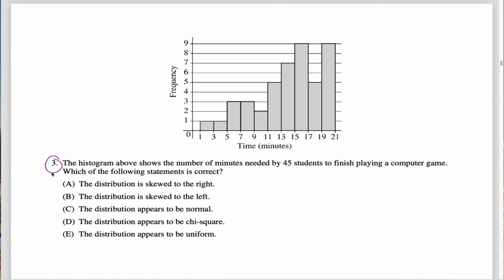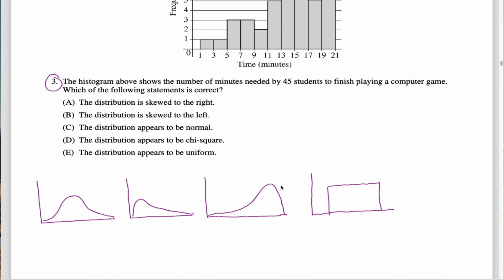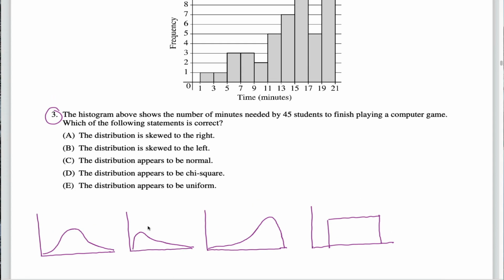Okay, question 3 on this AP Stats practice test. This is another one of those questions that ideally you'd be able to answer in less than a minute on your test. The topic that this deals with is the shapes of distributions. And the idea is to look at the histogram and tell which of the following shapes it looks the most like. The 4 standard shapes that you should be familiar with are these 4 down here.